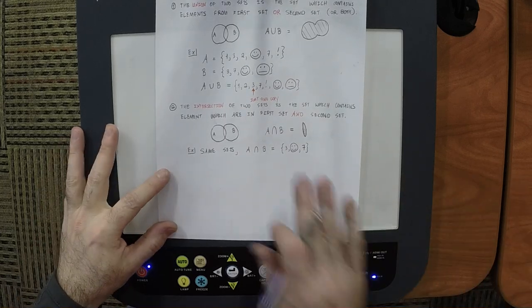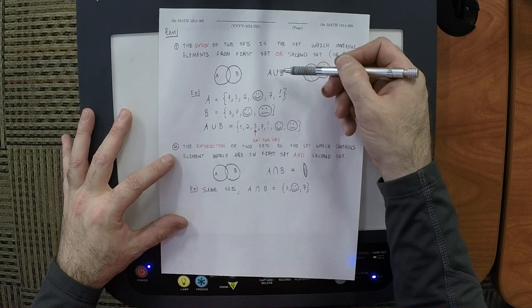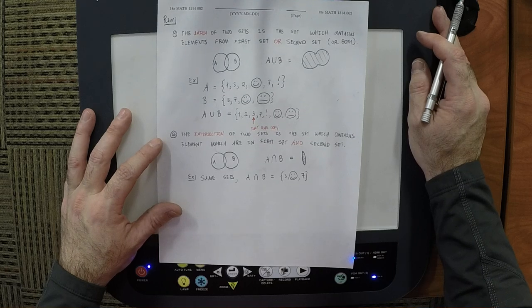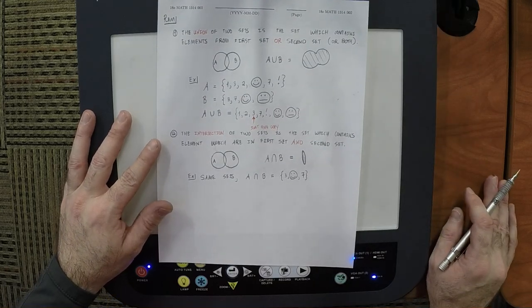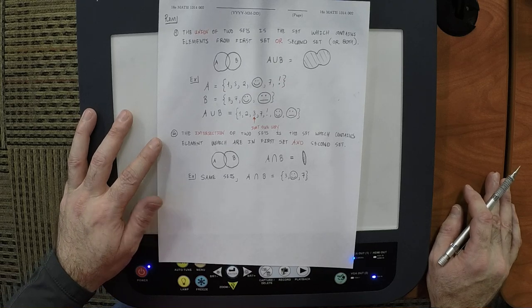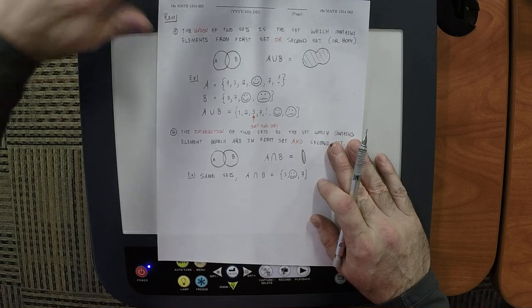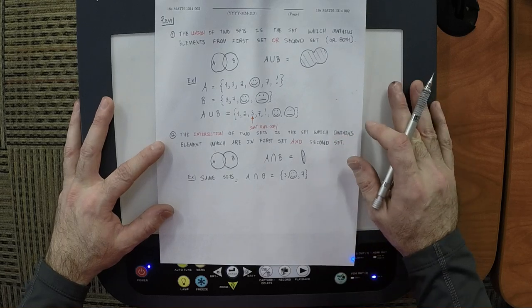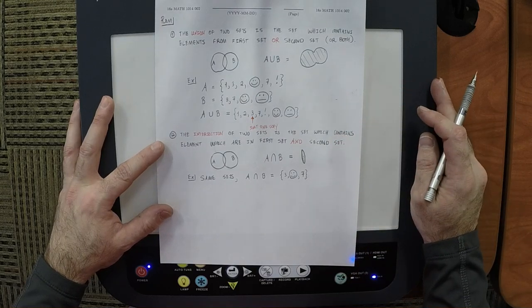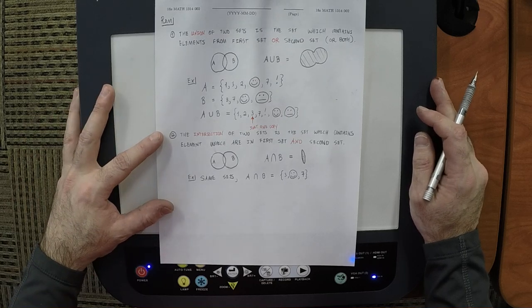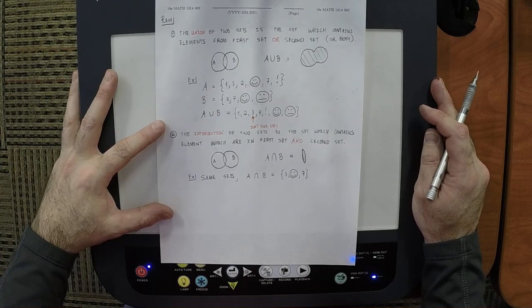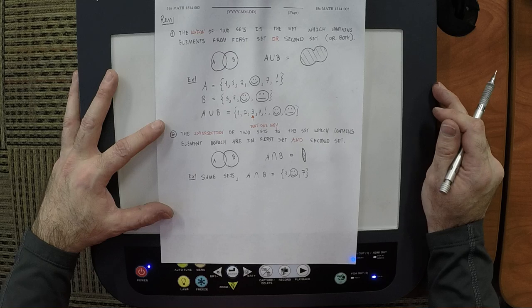Okay. Now, the operations union and intersection are operations on sets, just like when we talked about addition and multiplication. Zero is special with regard to addition, because why? It is the additive identity. Adding zero is the same as doing nothing. So zero is important with regard to addition. What's important with regard to multiplication? One. One is the multiplicative identity, because multiplying by 1 is the same as doing nothing.